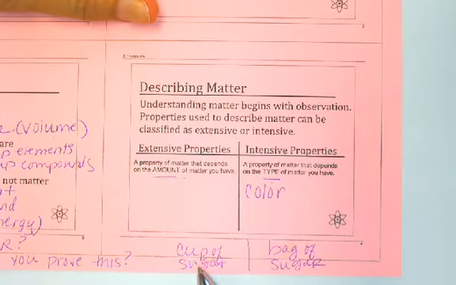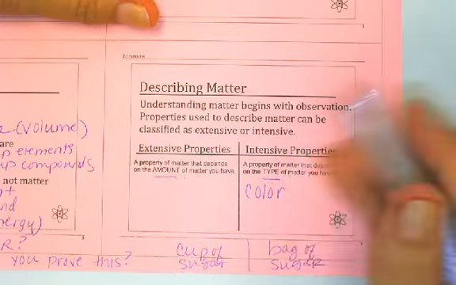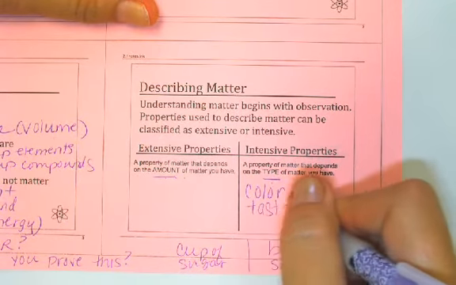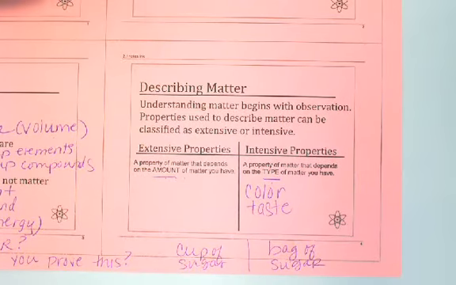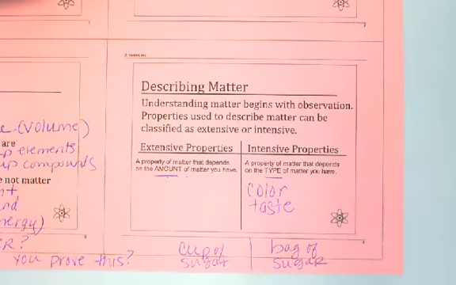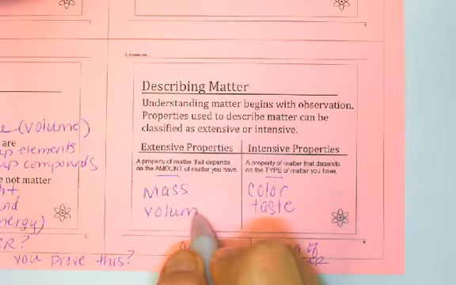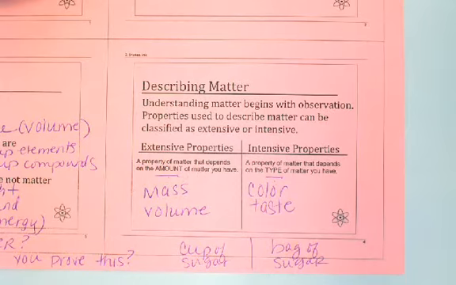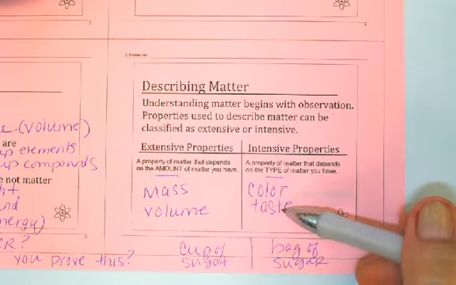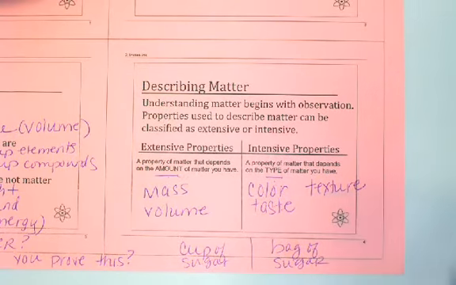What about taste? Would a cup of sugar taste different than a bag of sugar? No. So it wouldn't matter how much you have, it would matter what you have. So taste is an intensive property. So what would change about those two things? There are only two things we usually discuss as extensive properties. Those are mass and volume. Everything else that we can think of is probably an intensive property. Color, taste, texture. All of these things would be considered intensive.